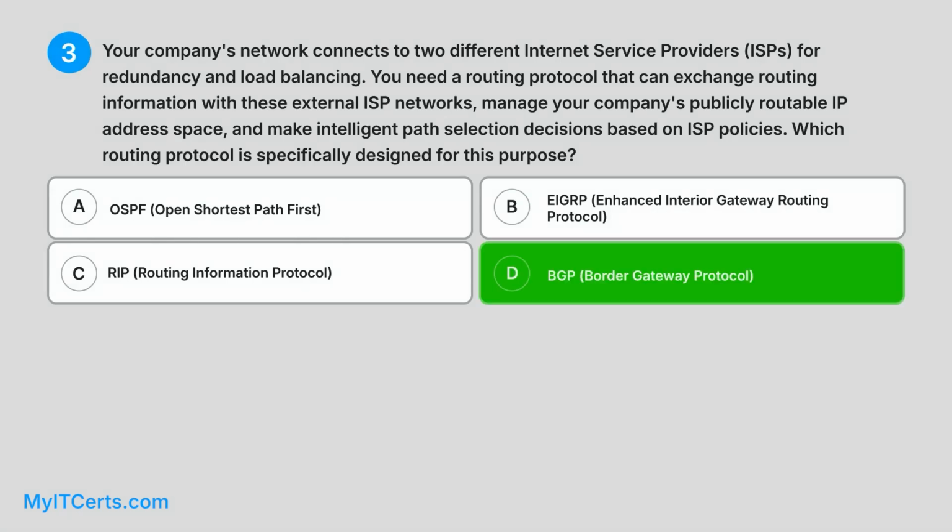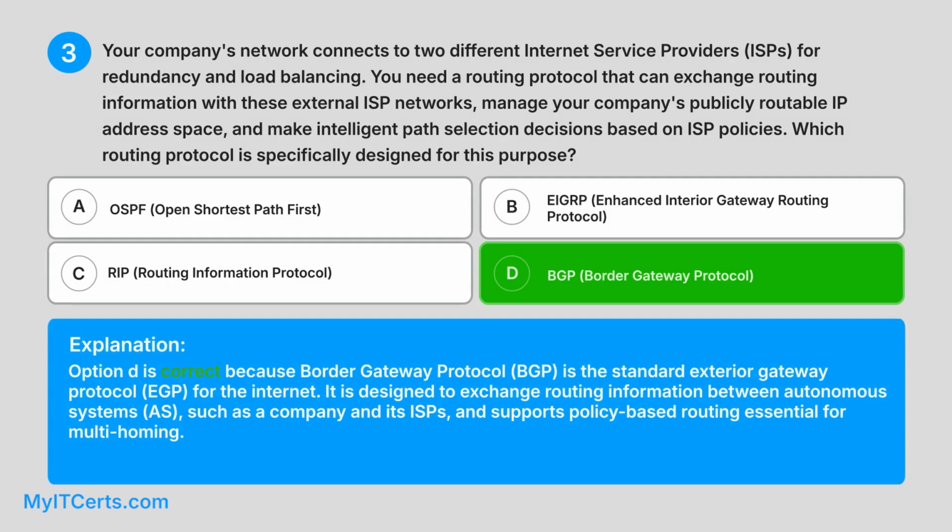Correct answer, D. BGP, Border Gateway Protocol. Explanation. Option D is correct because Border Gateway Protocol, BGP, is the standard Exterior Gateway Protocol, EGP, for the Internet. It is designed to exchange routing information between autonomous systems, AS, such as a company and its ISPs, and supports policy-based routing essential for multi-homing.